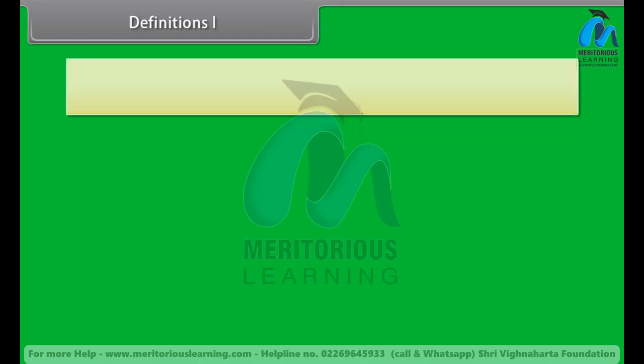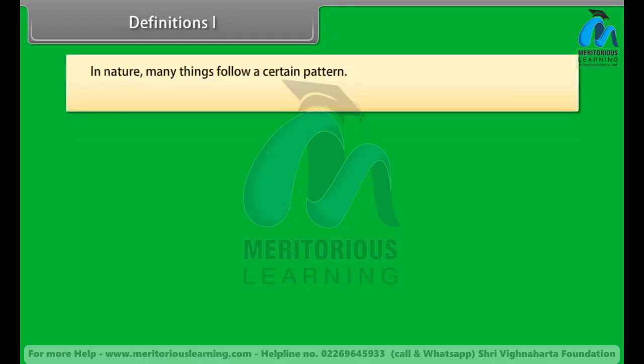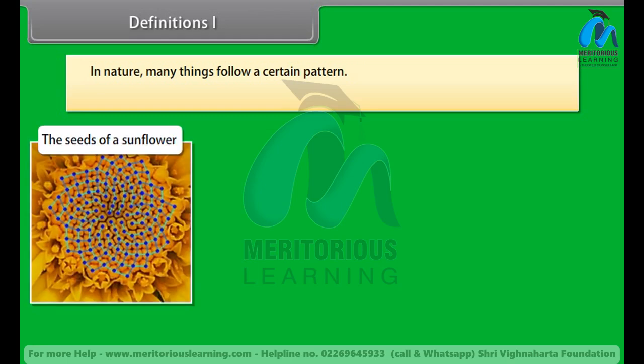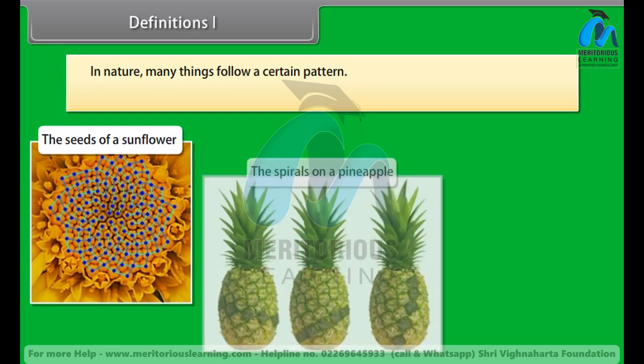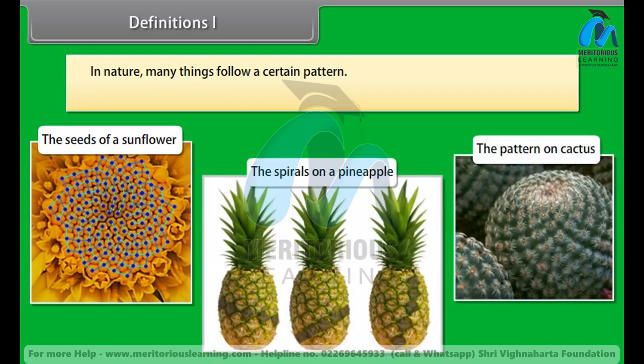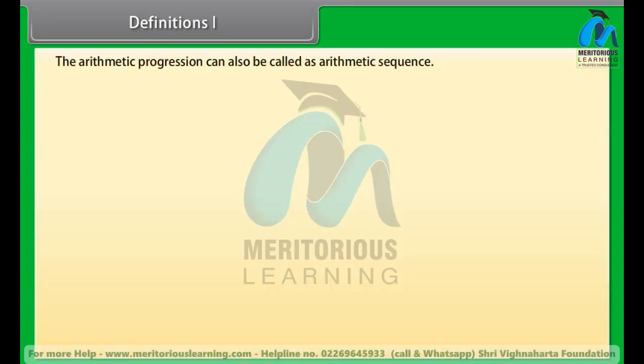Definitions 1. In nature, many things follow a certain pattern, such as the seeds of a sunflower, the spirals on a pineapple, the pattern on cactus, and so on. Arithmetic progression is a study of one of such patterns. The arithmetic progression can also be called arithmetic sequence. Before talking about arithmetic sequence, let us know what a sequence is.